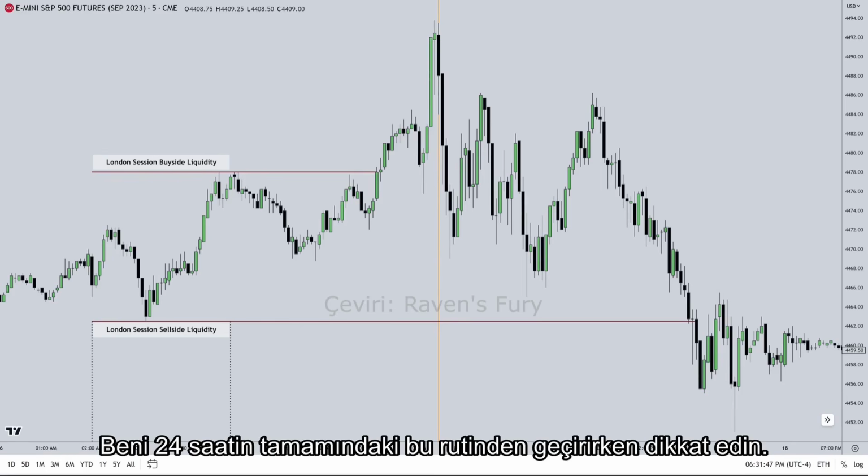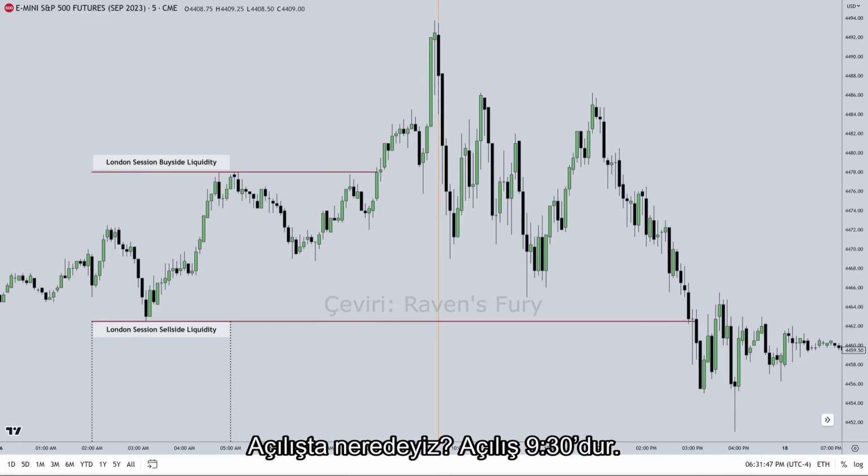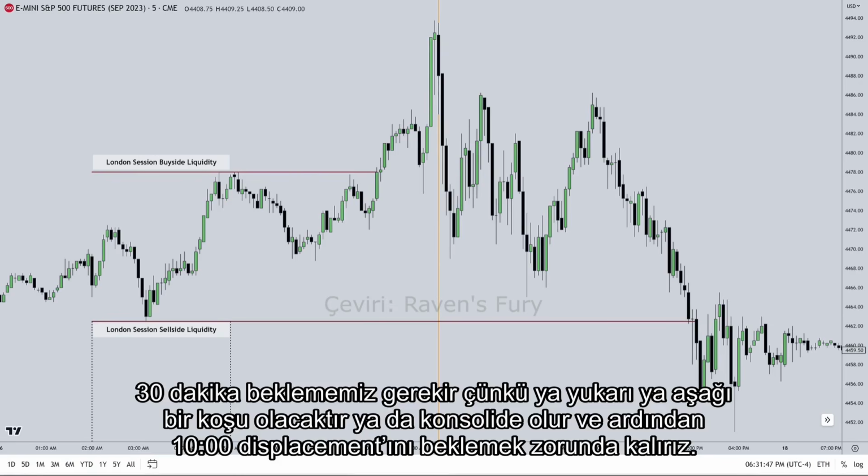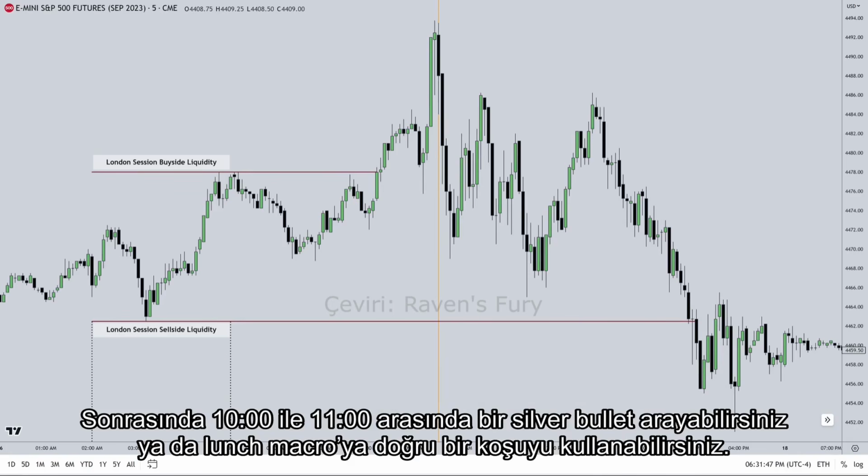Notice what I'm taking you through. The whole routine of 24 hours. Where are we at open? Open is 9:30. We have to wait for 30 minutes because there's going to either be a run higher or lower, or it may consolidate, and then we'll have to wait for the 10 o'clock displacement, and then you can look for a silver bullet between 10 o'clock and 11, or you could use a run into the lunch macro.